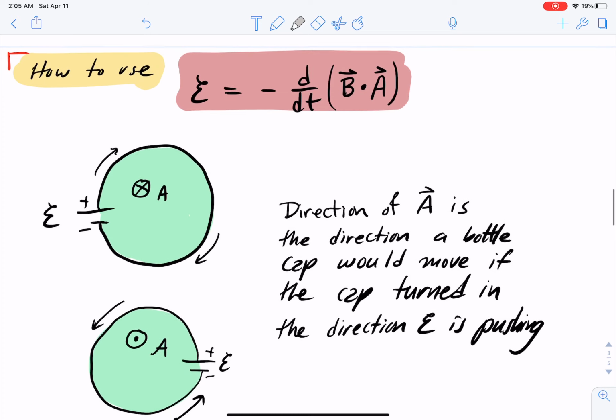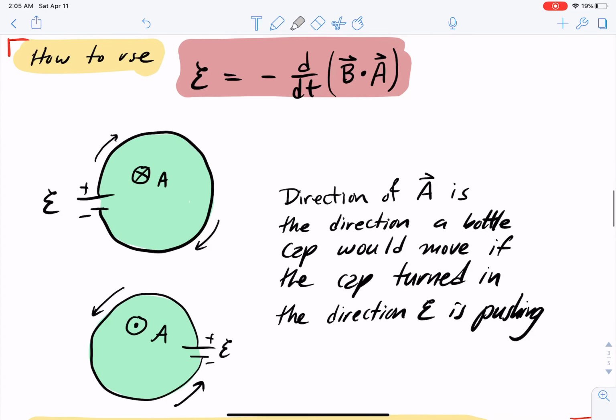Okay, now let's see how to use these. I'm going to review the area thing one more time because it can seem complicated. If we lay the loop out flat on the table, it tends to be easier. So let's suppose we do that, and you plop your fictitious battery in there. You've got two ways you can possibly plop it in. One would drive a current clockwise, and the other would drive the current counterclockwise.